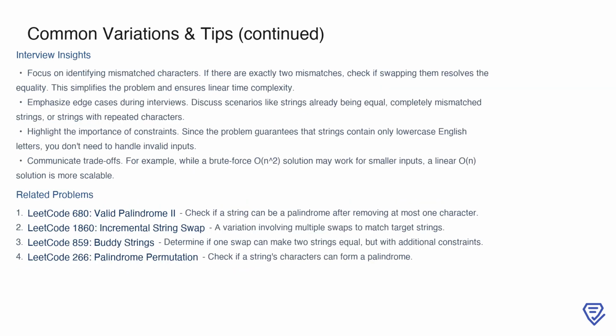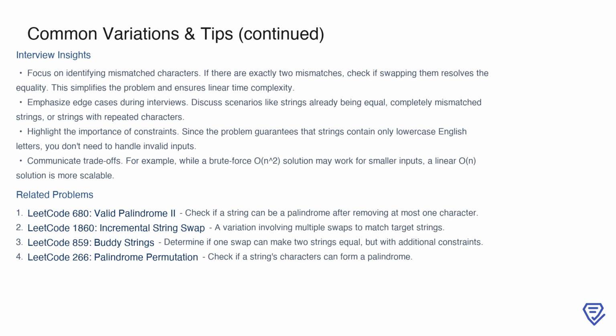In interviews, it's important to emphasize the core of the problem, identifying mismatched characters. Once you've identified exactly two mismatches, swapping them to test for equality simplifies the solution and ensures it runs in linear time. Be ready to discuss edge cases, such as when the strings are already equal, when they are completely mismatched, or when repeated characters are involved. These scenarios often test your ability to think critically. The constraints are also worth highlighting. Since the input guarantees lowercase English letters only, you don't need to handle invalid cases, which keeps the solution focused.